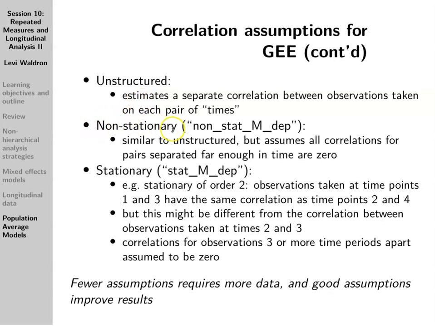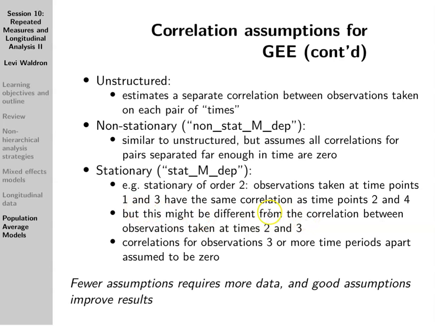The non-stationary is similar to unstructured, but assumes that all correlations for pairs separated far enough in time are 0. So again, this assumes some sort of an ordering, but this means that any correlation between pairs of measurements, if you took enough of them far enough into time, there would be no correlation. And then stationary, an example stationary of order 2 means that observations taken at time points 1 and 3 have the same correlation as time points 2 and 4, etc.